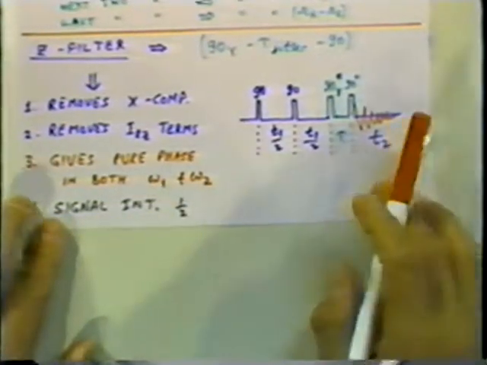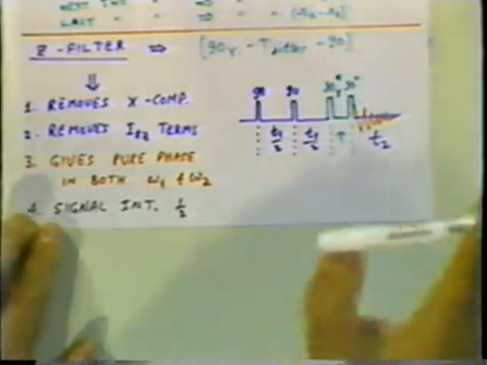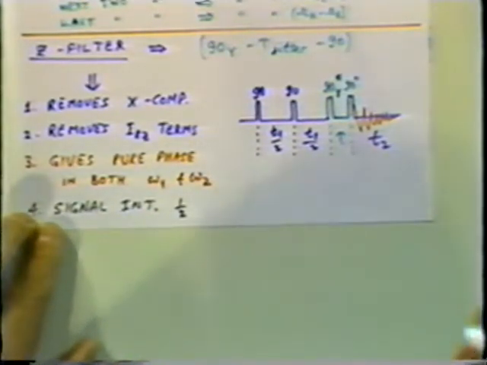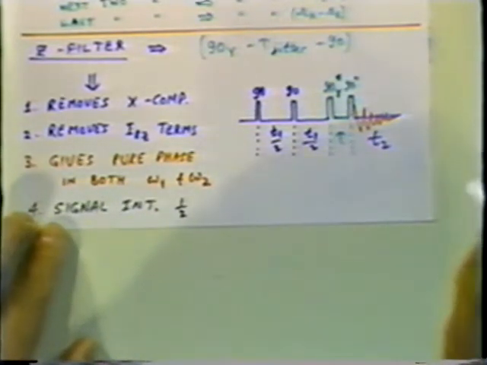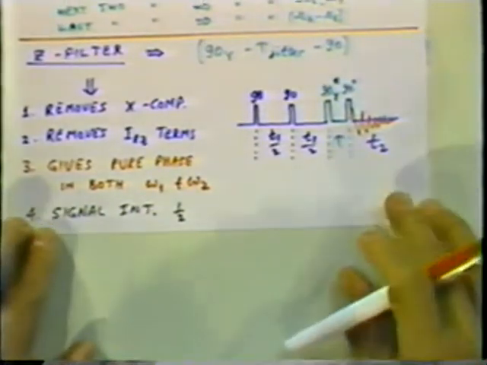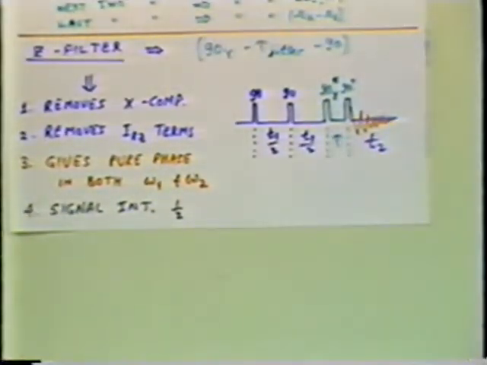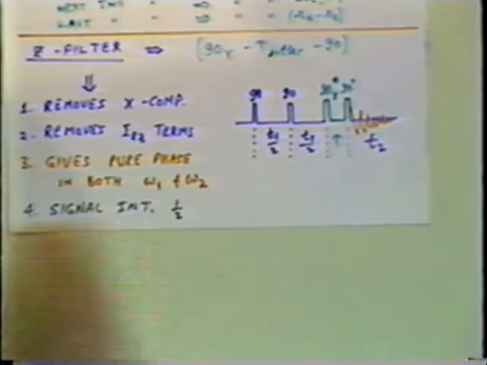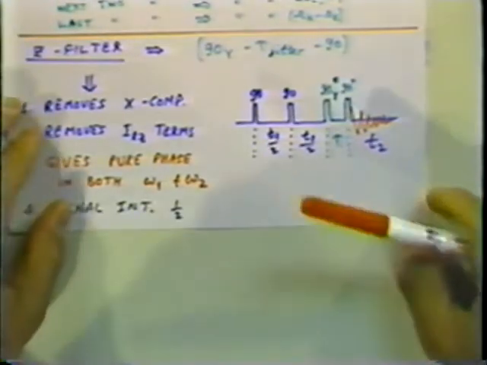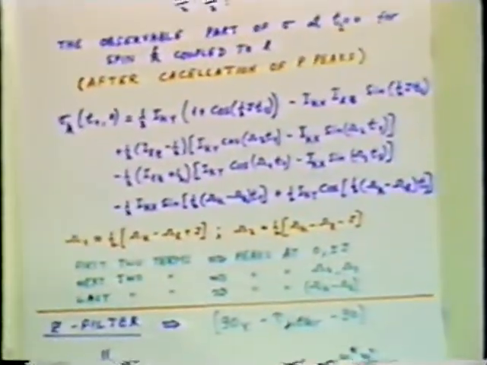And what the Z filter does is it picks up only IX single operator terms. If there are terms which are along IY, or if there are terms which are double operator terms, they will be gone out of the picture. And this is what is shown here.